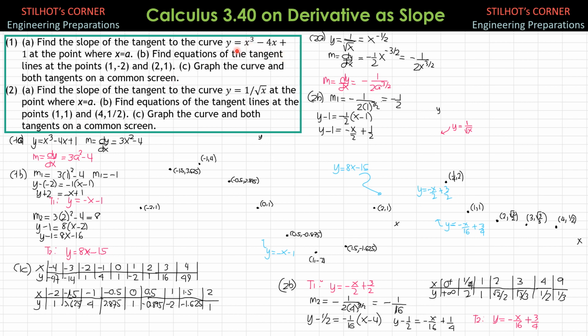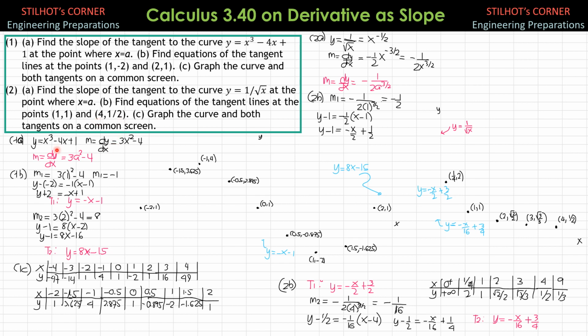So when x is 1, y is negative 2, you just substitute into the equation of the curve. And when x is 2, y is really 1. Then graph the curve and both tangents on a common screen. For the second part, it's the same. The curve is 1 over square root of x, and same instructions. Points now would be (1, 1) and (4, 1/2).